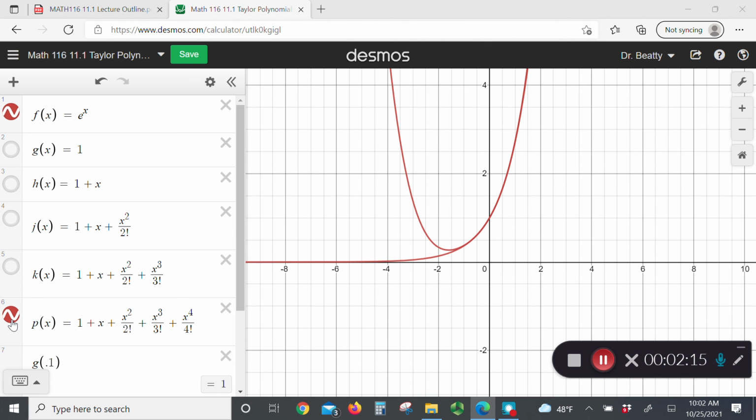So the question becomes, is there a way to represent a lot of these transcendental functions with a polynomial function? Because it lends itself to the different ideas we've been talking about in calculus.